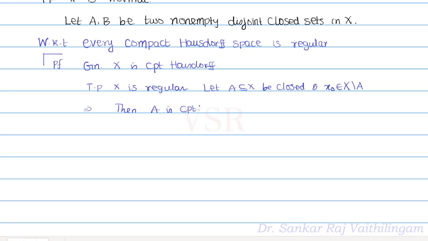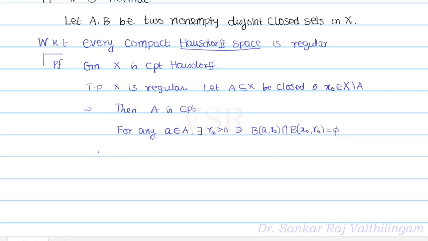Okay, now what am I going to do? For any a belonging to capital A, there exists some R suffix a positive such that the ball with center a and radius R suffix a, intersection the ball with center x0 and radius R suffix a, is equal to empty. This happens because capital X is a Hausdorff space. I have taken the element a in capital A, x0 is not in A, so these are two distinct elements, so we can always find disjoint open balls.